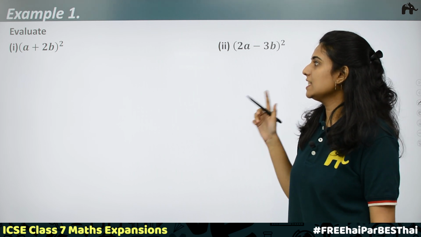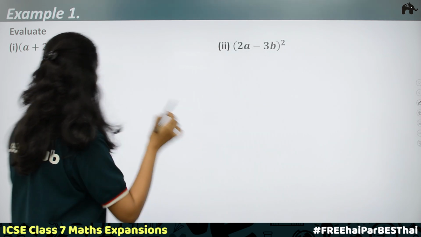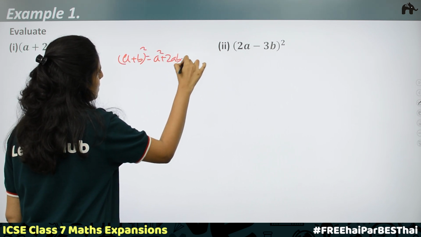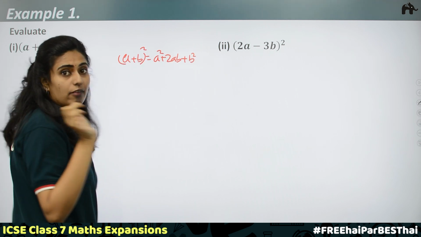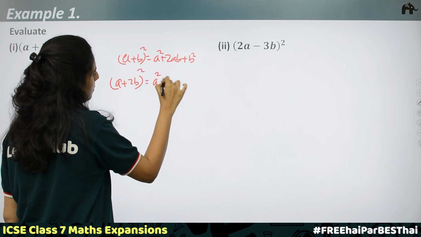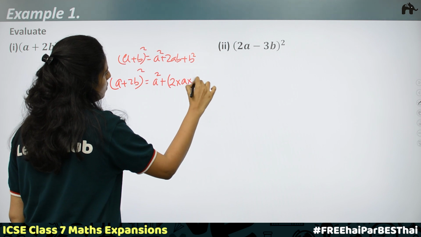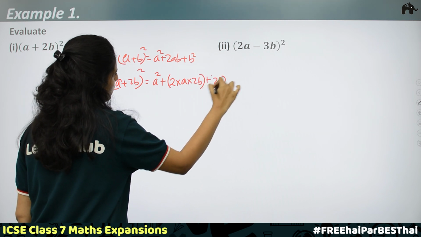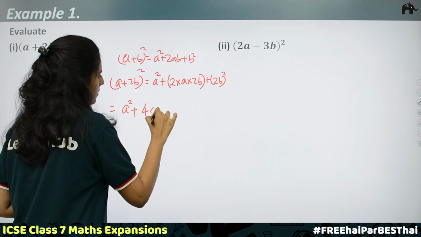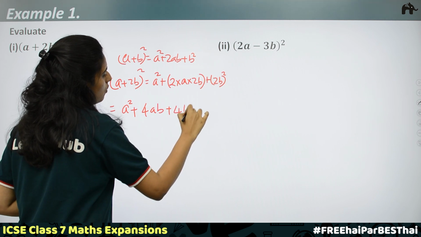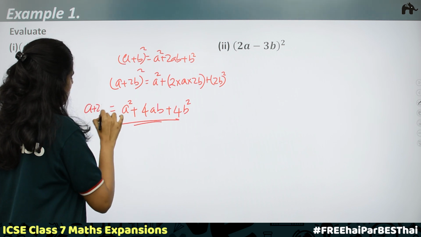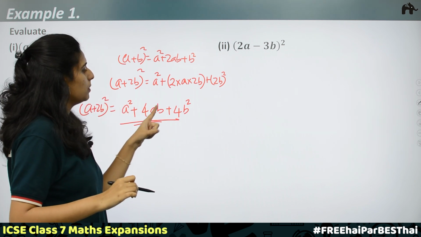So, evaluate first question (A plus 2B) whole square. To get (A plus 2B) whole square, we have the form (A plus B) whole square is equal to A square plus 2AB plus B square. Here in this case, in place of B, we have 2B. Okay, put the values. (A plus 2B) whole square will be equal to A square plus 2 into A into 2B plus (2B) whole square, which is equal to A square plus 2 into 2, 4, AB plus 2B square is 4B square. So, this is the answer. (A plus 2B) whole square will be equal to A square plus 4AB plus 4B square.